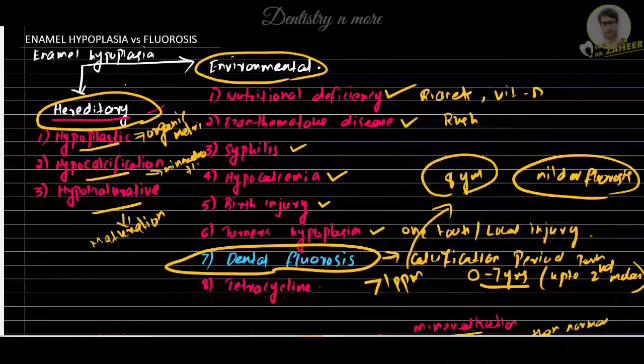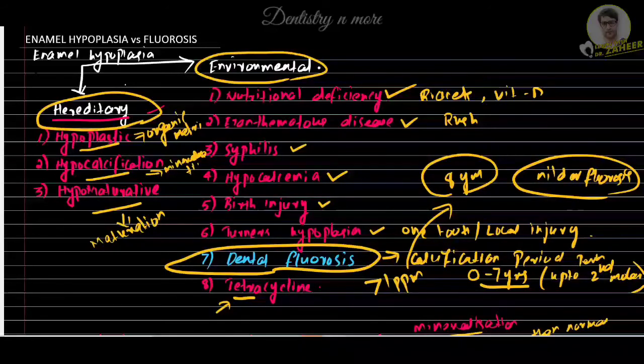So that is the basic difference between dental fluorosis and environmental hypoplasia. Hypoplasia is a very broad thing. It has hereditary and environmental classifications. One of the environmental reasons is fluorine consumption, that is known as dental fluorosis. And we have one more reason, that is tetracycline over consumption during pregnancy, which also results in enamel hypoplasia.